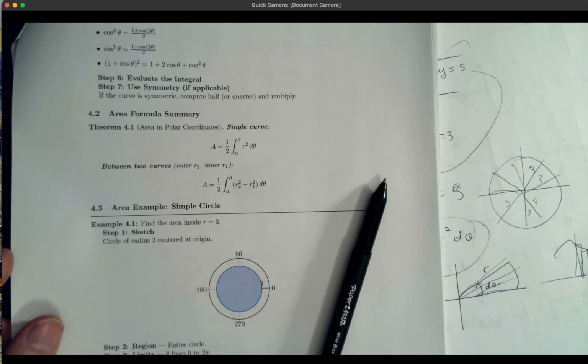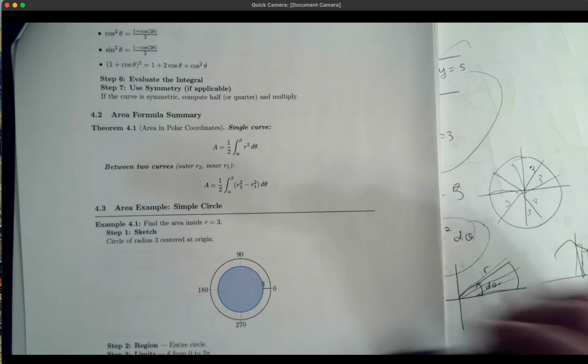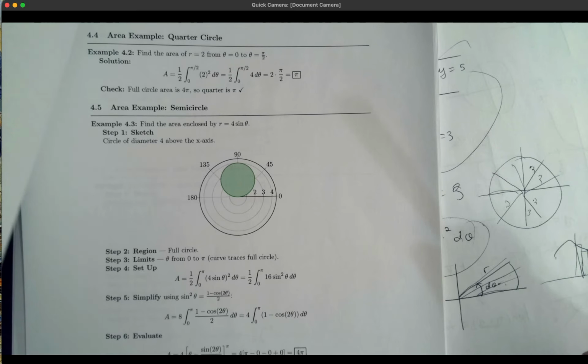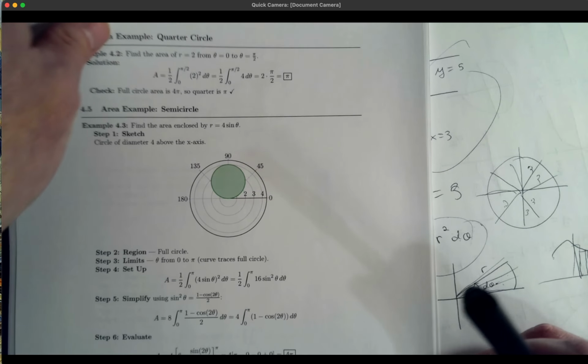All right, so I think we're running out of time. Let me see if I can just show you a quick example, and we'll come back to this in class. We'll do this in class more carefully.